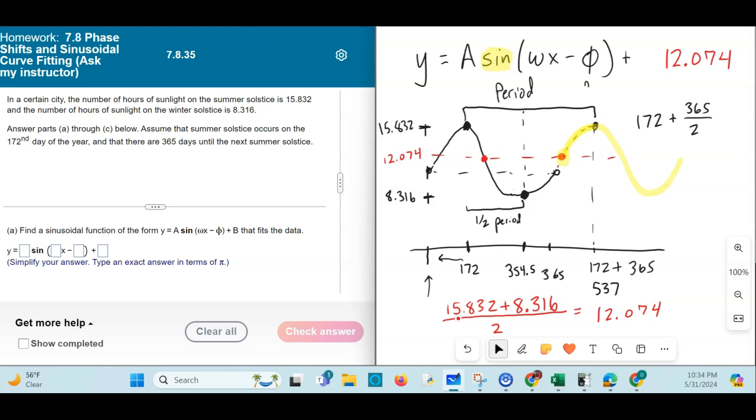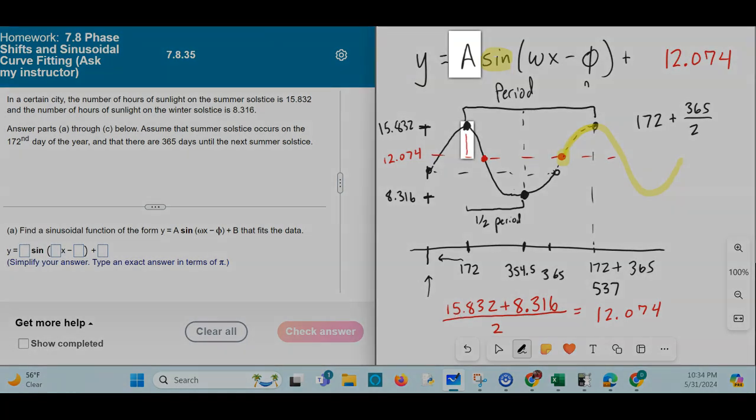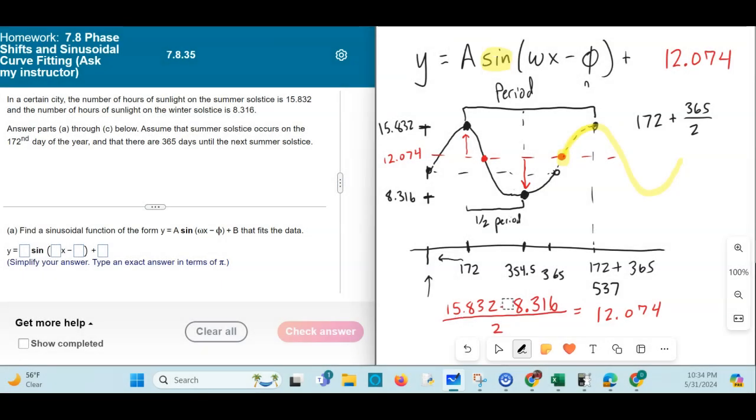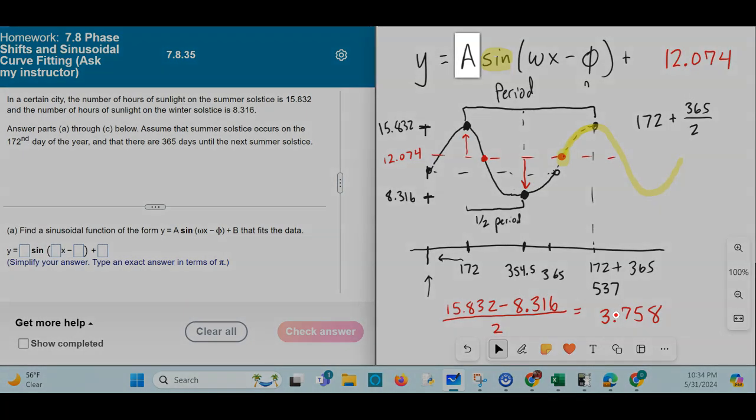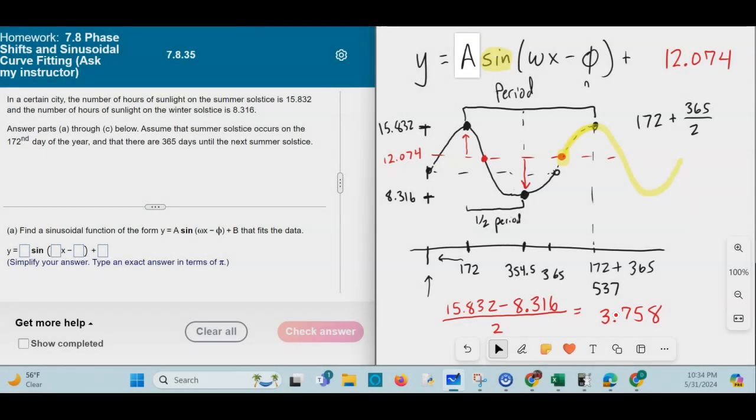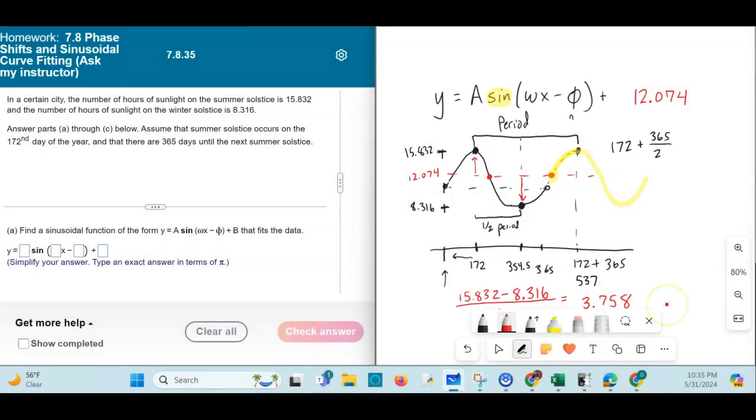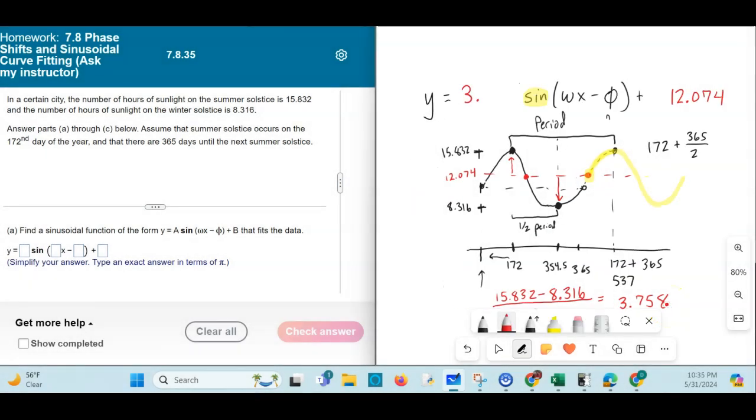All right, now amplitude. The amplitude is the distance from the midline to the max, or the midline to the minimum. But the easy way to find amplitude is to just subtract max minus minimum and then divide by 2. So that's 3.758. Again, that is the amplitude. Okay, so that is the value of A here. All right, I'm going to move some stuff over. All right, so there's the number now in front of the sine.